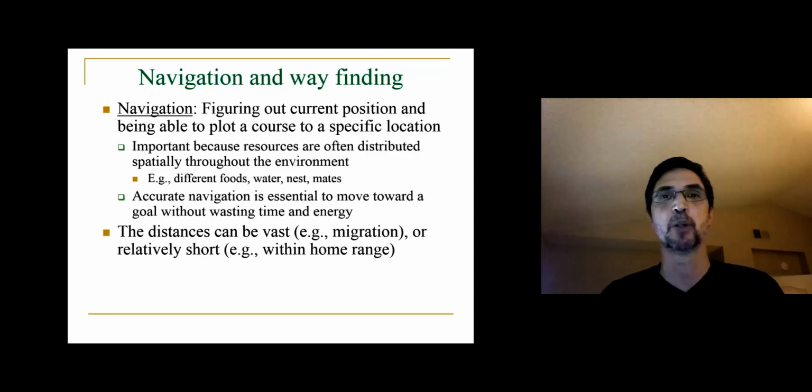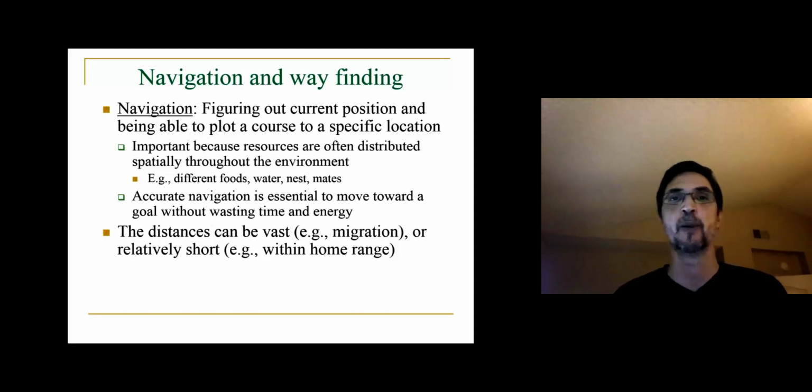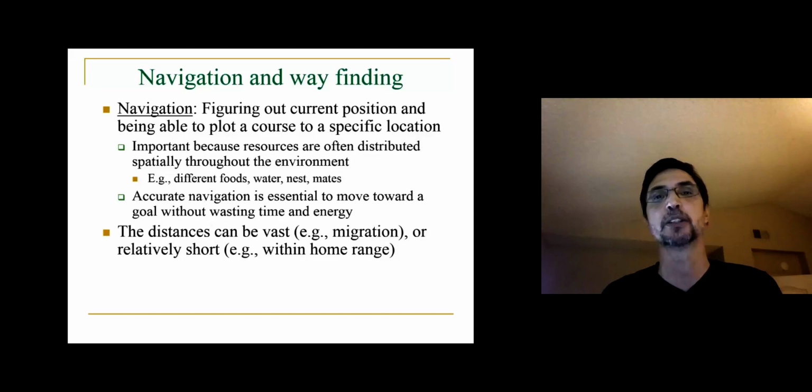And this ability is very important, not just for humans but also for other animals, because resources are often distributed spatially throughout the environment. You find different things in different locations, and so do animals, and they have to be able to get to these different locations to get everything they need. For example, foods are located in different regions, water, nests, potential mates, these may be spread out across different locations, and an animal has to be able to navigate to get to each of those. And it's important to be able to do this accurately because failure to do so can mean wasting precious time and energy.